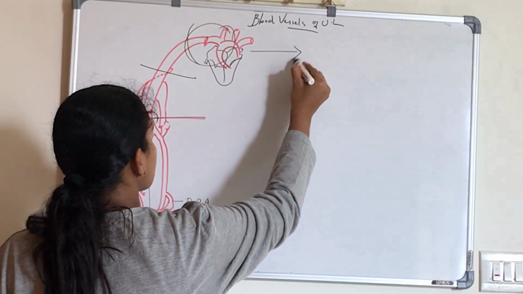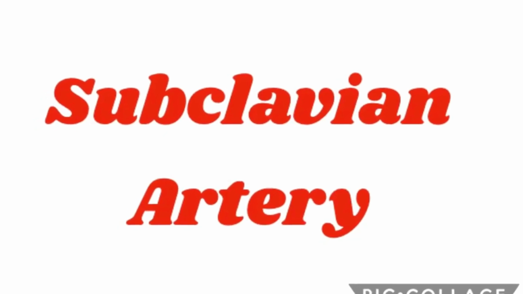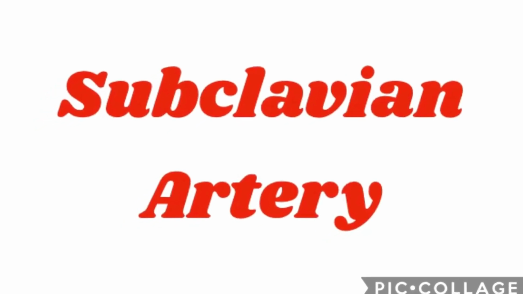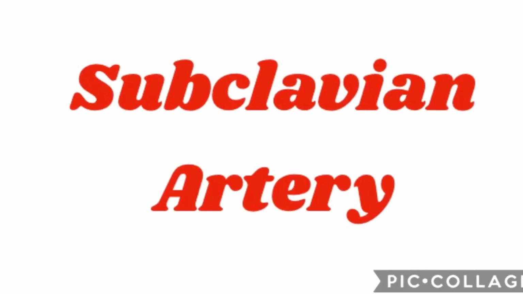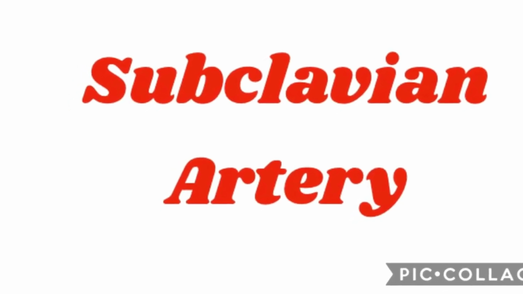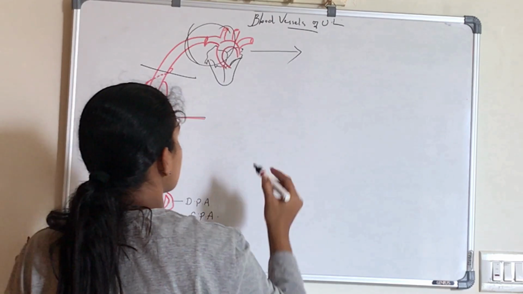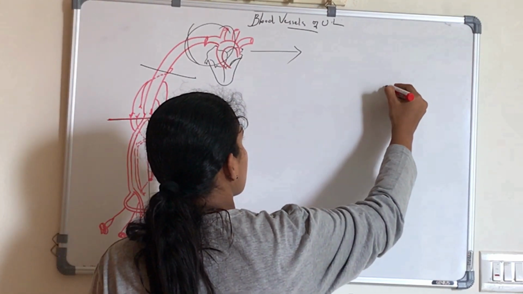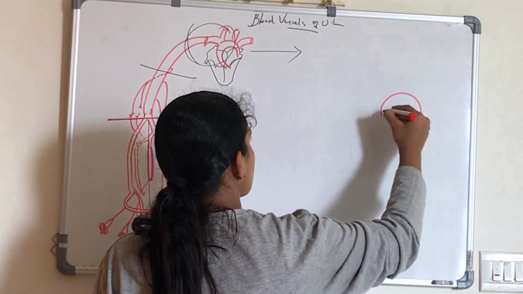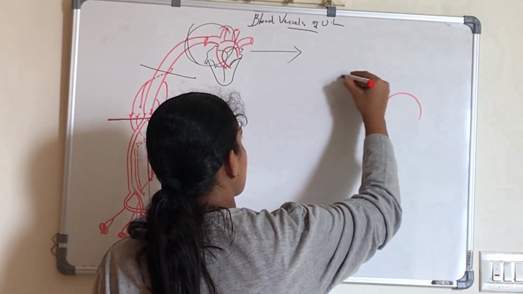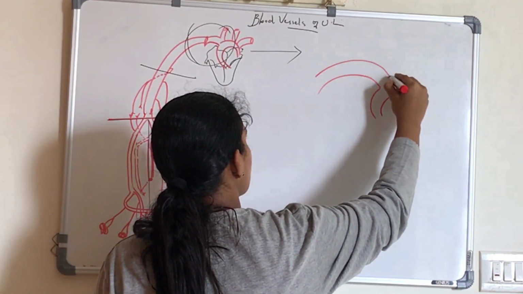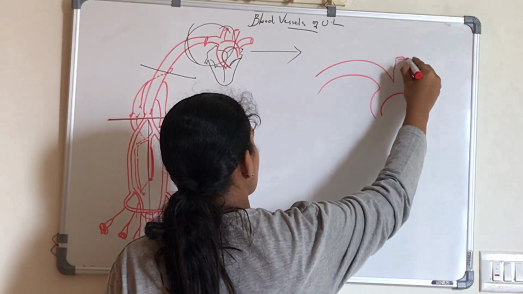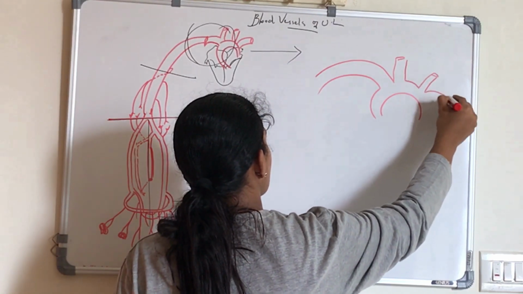Let's go in detail. First, let's talk about subclavian artery. So this is the principal artery of upper limb, which develops from the 7th segmental artery. On the right side, the subclavian artery is a branch from brachiocephalic trunk. On the left side, from the arch of aorta.